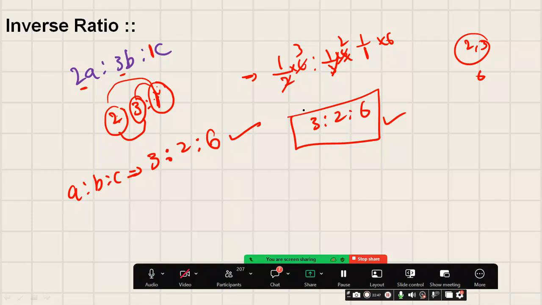So inverse ratio is very important, guys, here. Just remember only two quantities are given. Just remember reverse. Okay, all right.